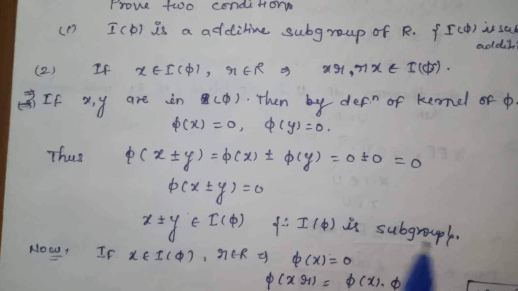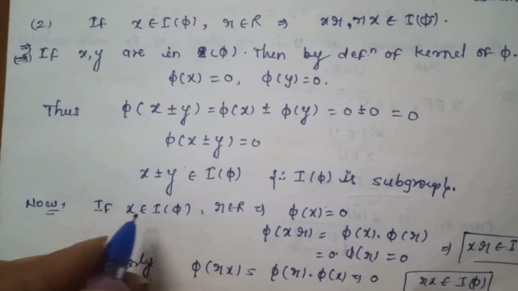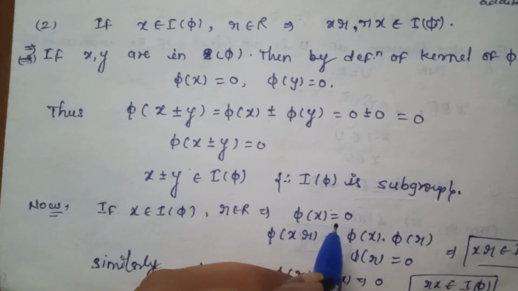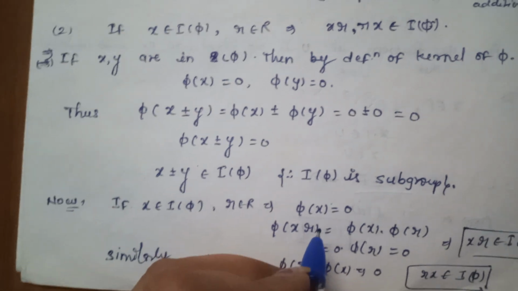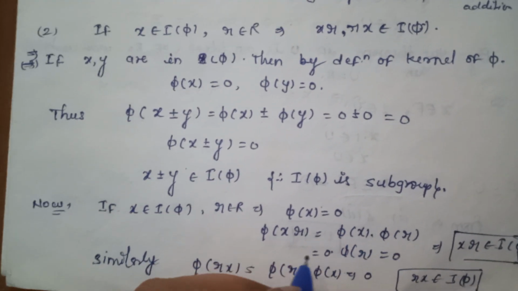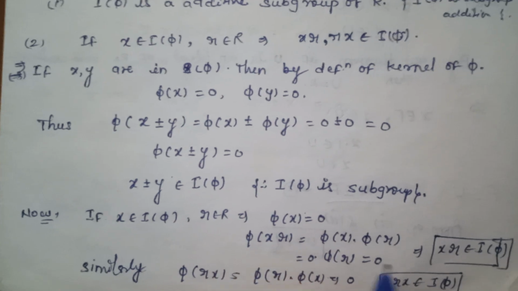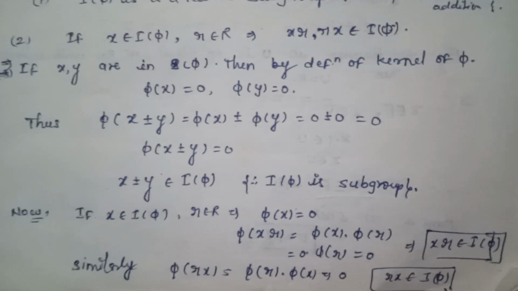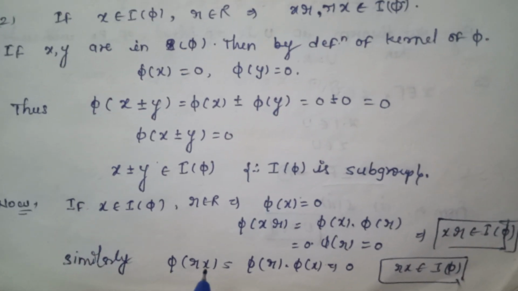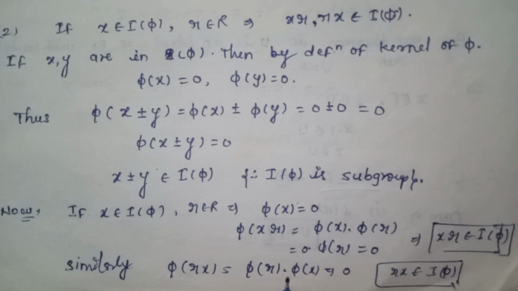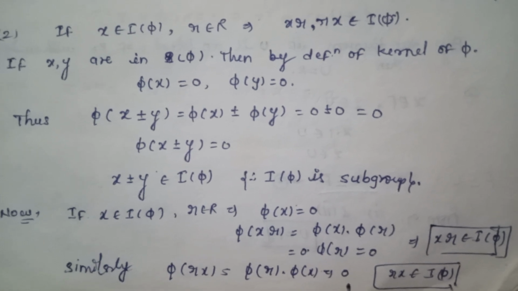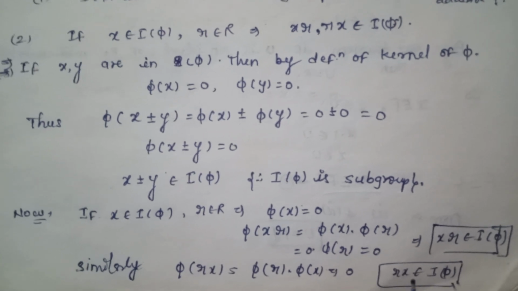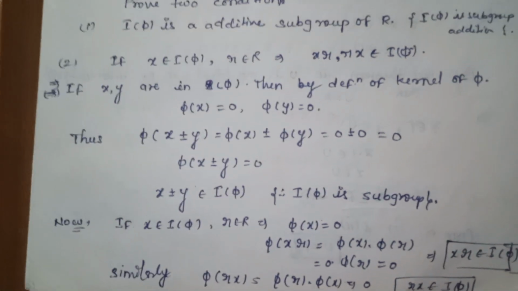Since I phi is a subgroup, now if x belongs to I phi and small r belongs to R, then phi(x) is equal to 0. So phi(xr) is equal to phi(x) dot phi(r), which is 0 dot phi(r), equal to 0. Then it implies that xr belongs to I phi. Similarly, phi(rx) is equal to phi(r) dot phi(x), which is equal to 0. So this implies that rx belongs to I phi.